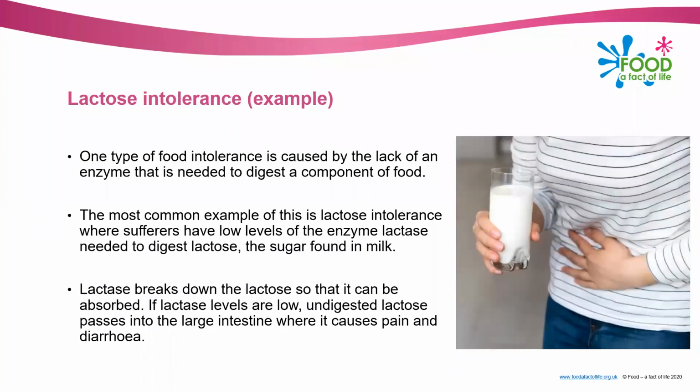So I've got an example here of lactose intolerance. As we said previously, this is caused by the lack of an enzyme, that enzyme being lactase in this example, which is needed to break down lactose, the sugar found in milk. That's why it's really dairy products that people with lactose intolerance try to either cut out, or if their symptoms aren't as severe, at least cut down on. The reason this causes illness is that if the lactase levels are low, or if people don't have any lactase, the undigested lactose can pass into the large intestine. That's where it can cause pain and diarrhea.